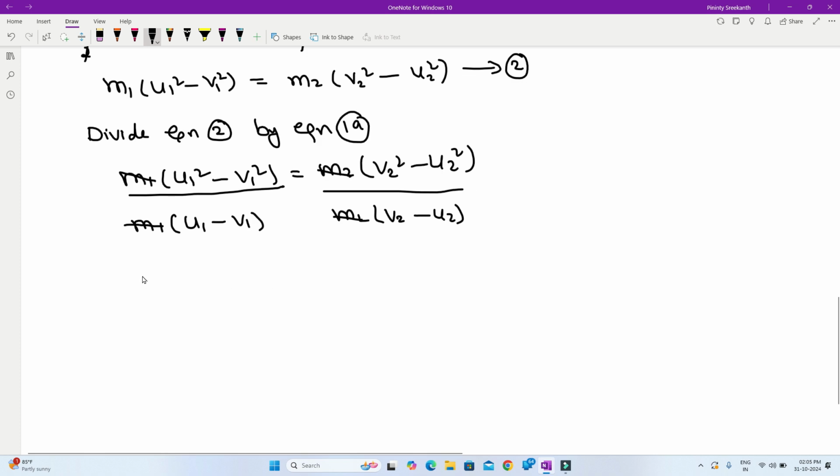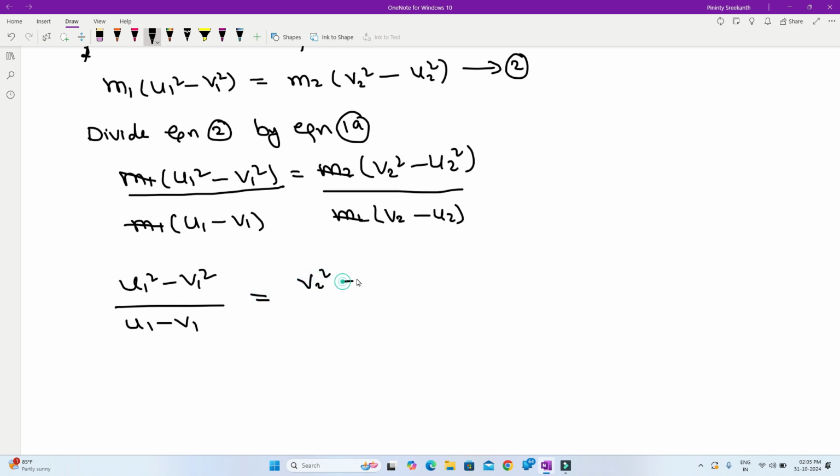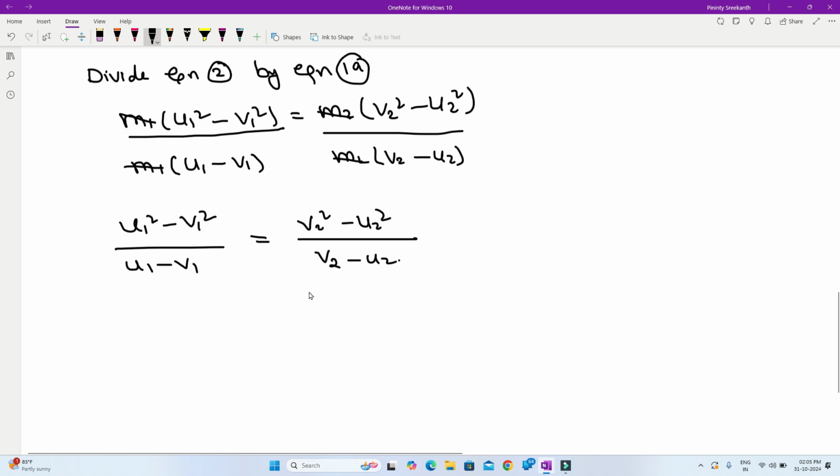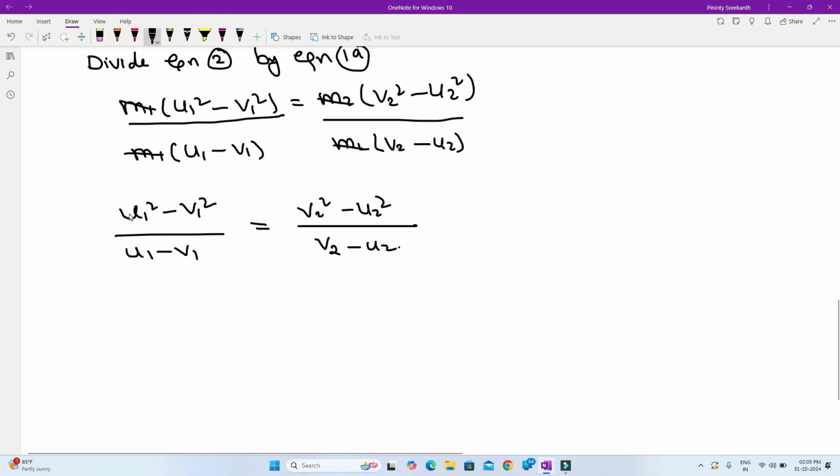Now u1 square minus v1 square divided by u1 minus v1 is equal to v2 square minus u2 square divided by v2 minus u2. Then this looks like a square minus b square. So we can write it as a plus b into a minus b. Like that, u1 plus v1 into u1 minus v1.